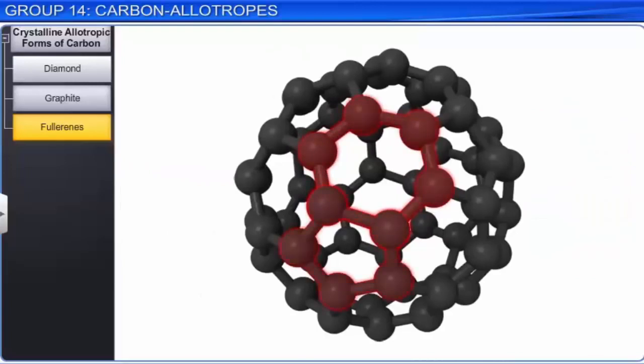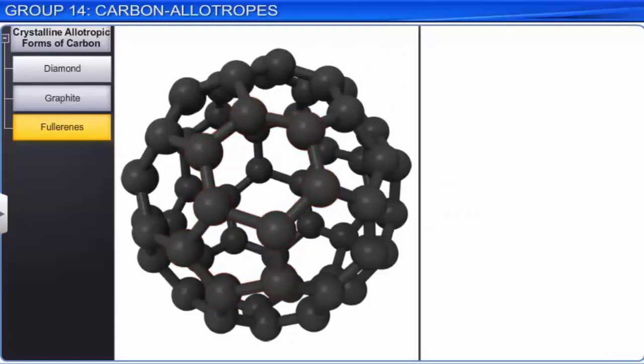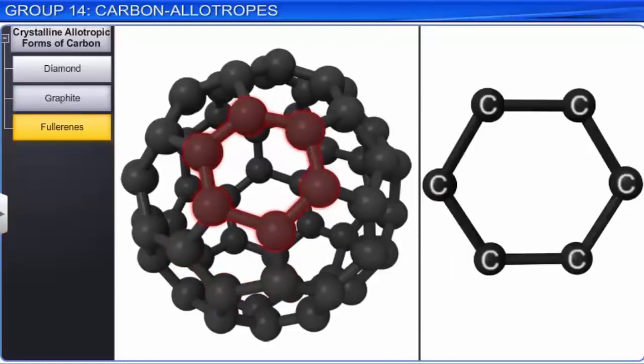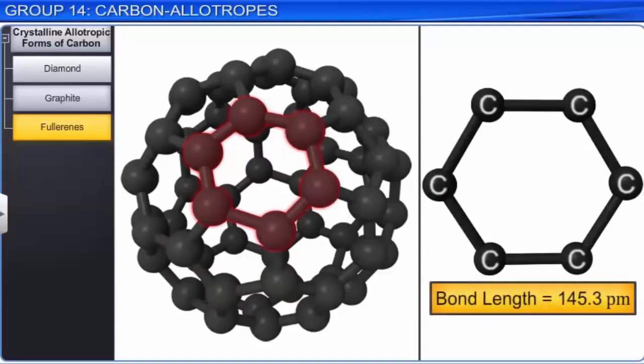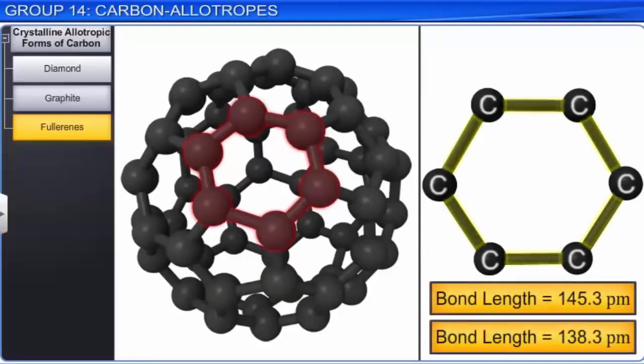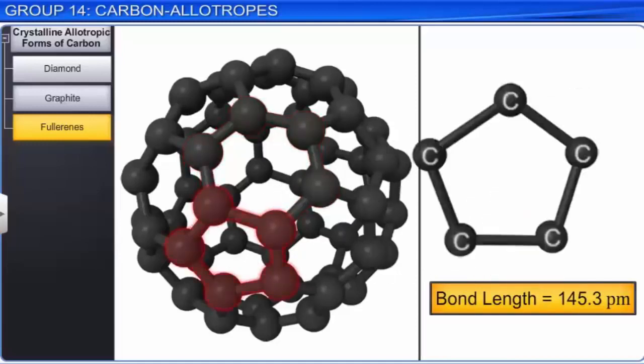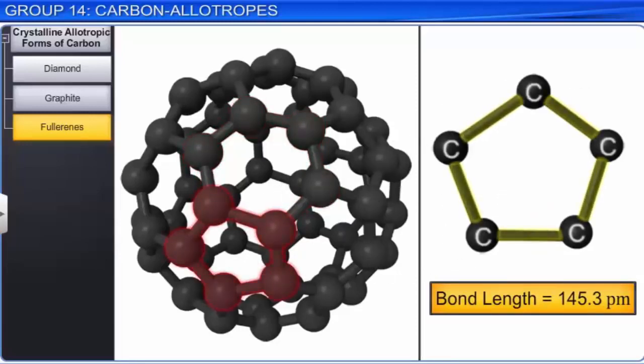2 different bond lengths are observed in Buckminster fullerene. The carbon-carbon single and double bond lengths, as observed in C60, are 145.3 and 138.3 picometers, respectively. Each carbon atom forms formally 2 carbon-carbon single bonds and 1 carbon-carbon double bond.